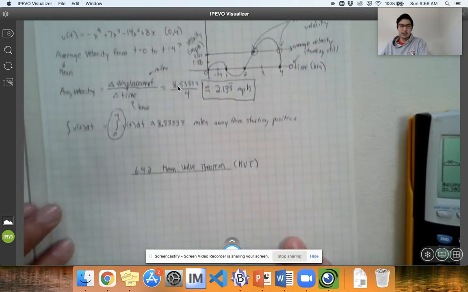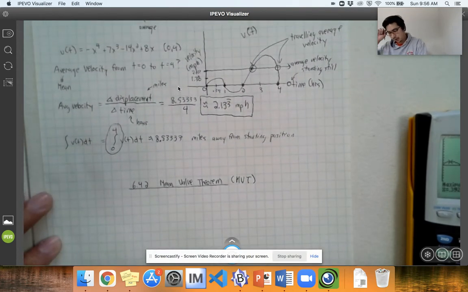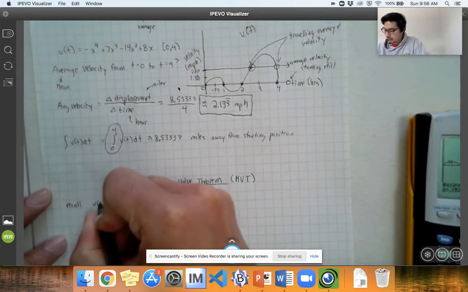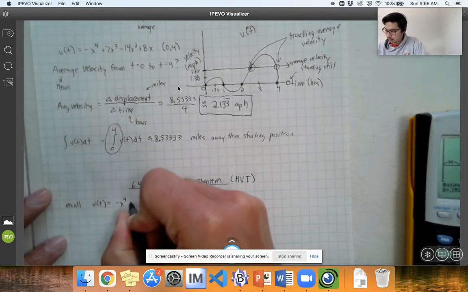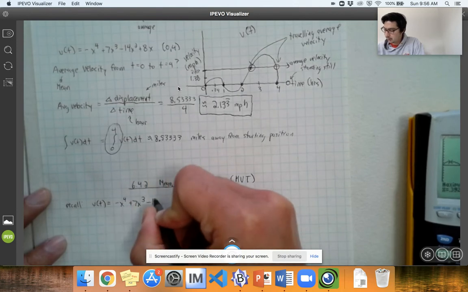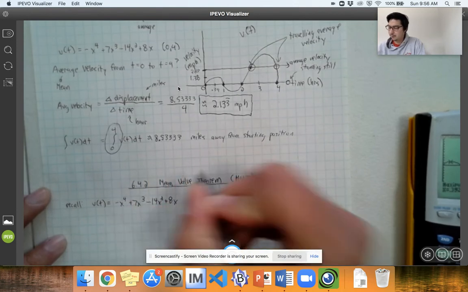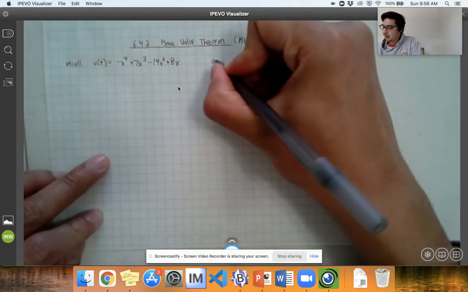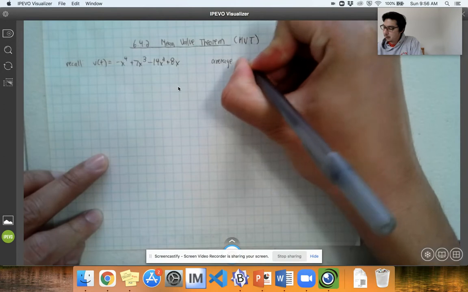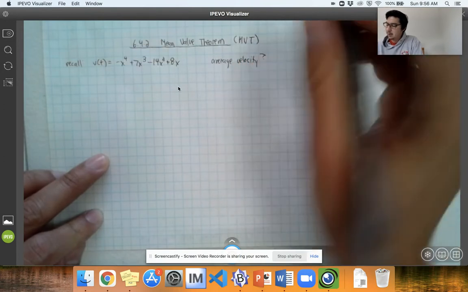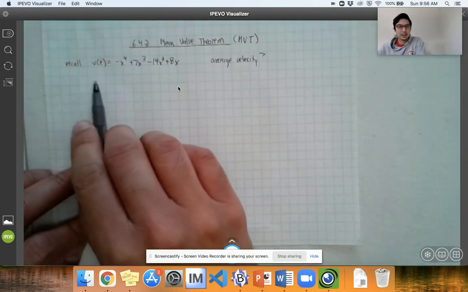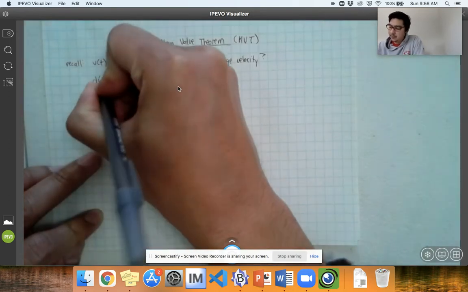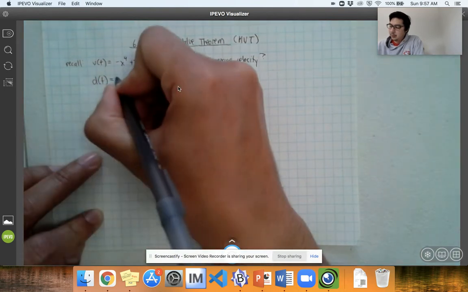So keeping with this problem, recall from the last video, the velocity function was negative x fourth plus 7x third minus 14x squared plus 8x. Now we're going to look at that same problem where we're going to find what's the average velocity. But rather than look at the velocity function, we're going to look at it through the distance or the displacement function. So d of t is going to be the integral of v of t.